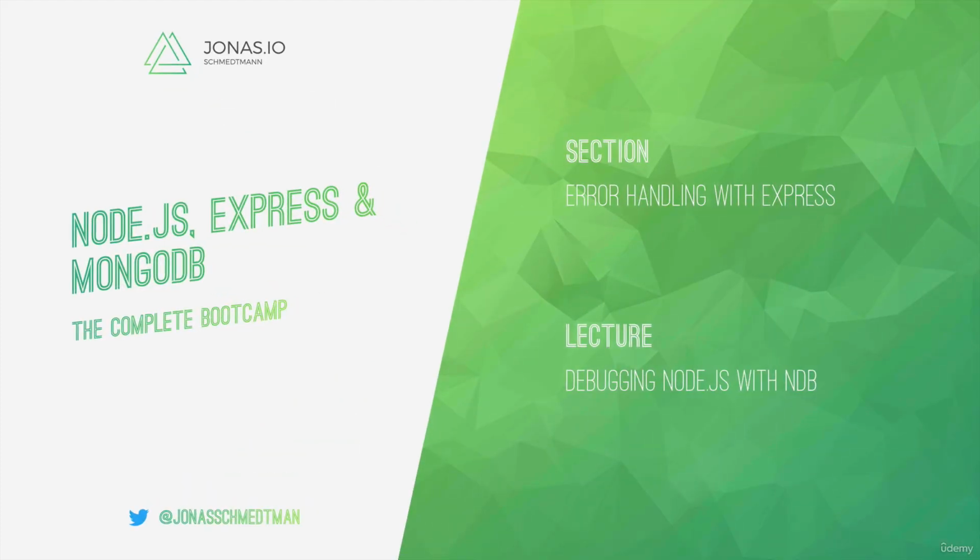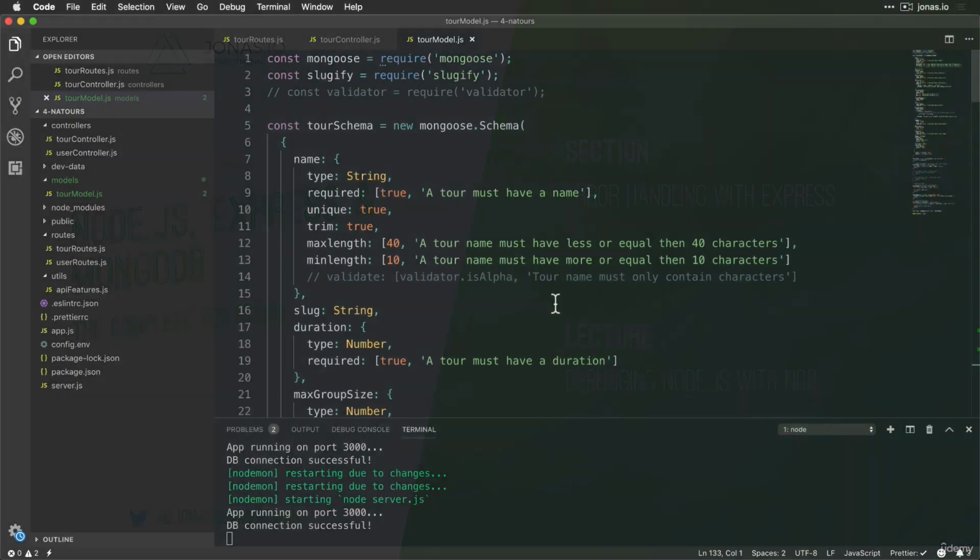In this video, we're going to learn about debugging Node.js. Because, let's face it, there will always be some bugs in our code, no matter how careful we are. And so it's good to have a tool to help us with debugging our code. Now, this is not really about error handling with Express, but I thought this was a good point in the course to introduce you to a debugging tool, which we might then use throughout the rest of the course.